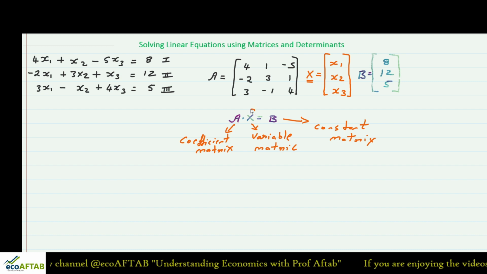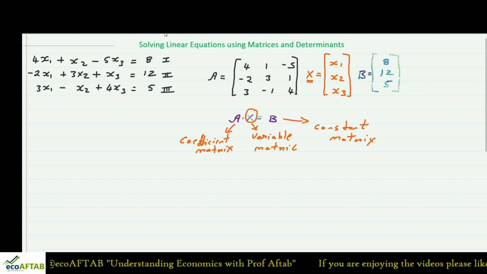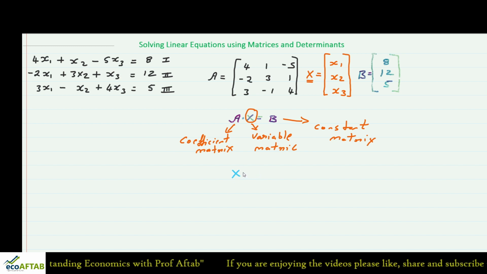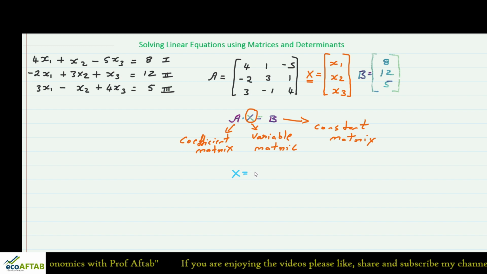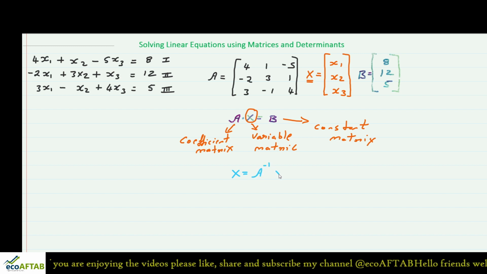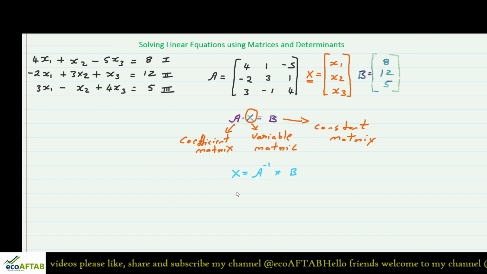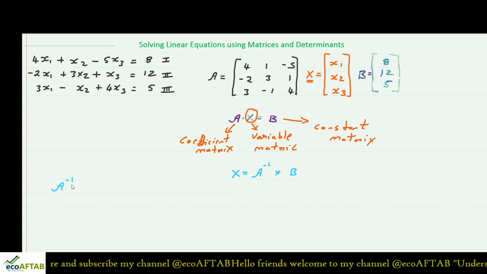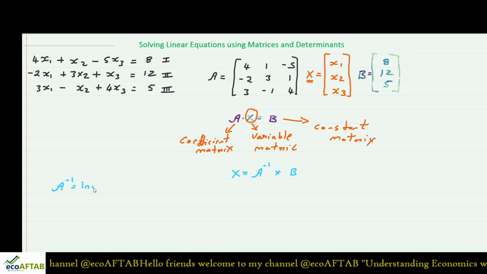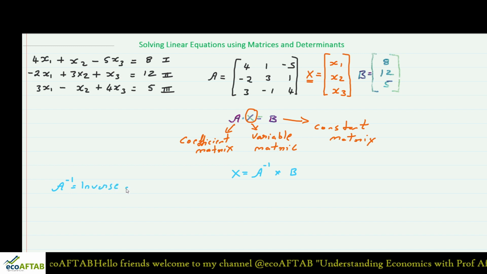To find out this particular x, I can rewrite this entire equation as x is equal to, as this A matrix comes to the right side, it becomes inverse, A inverse into B. And now our next part is to find out what is A inverse. As you know, A inverse is the inverse of A.